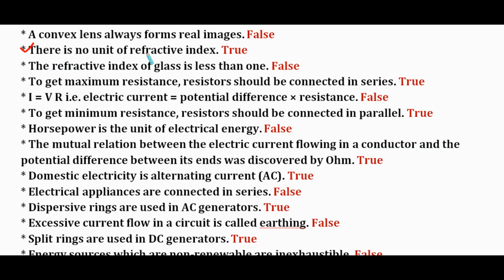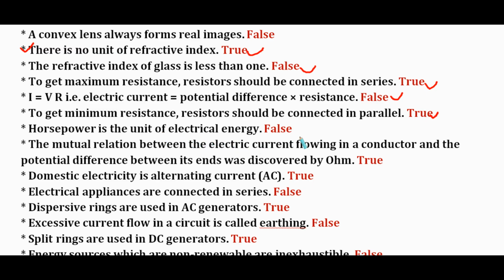The next question. There is no unit of refractive index. True. The refractive index of glass is less than 1. False. To get maximum resistance, resistors should be connected in series. True. I equals V by R, that is, electric current equals potential difference divided by resistance. False. V equals IR. To get minimum resistance, resistors should be connected in parallel.